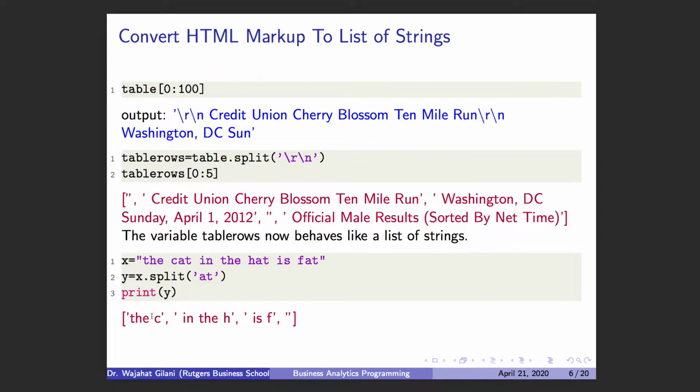The space C. The next list is going to be from this point right after the T, this space in the H, right? Because there's the other 'at', and that's what you see here, space in the H. And then here, the last string is going to be space is F. It stops at the 'at' part. Is F, right? And notice there's an extra piece there.